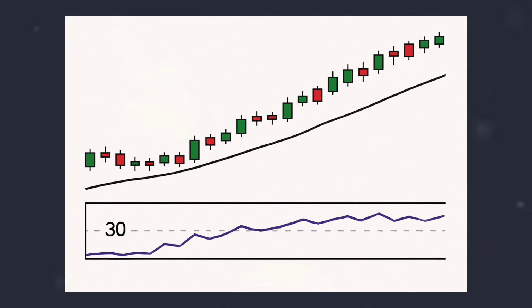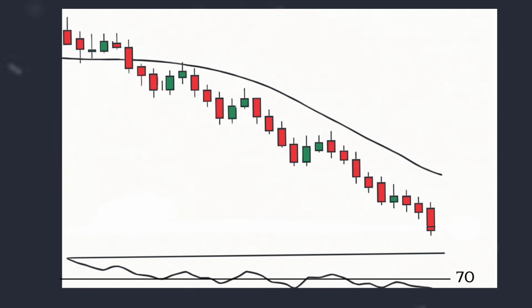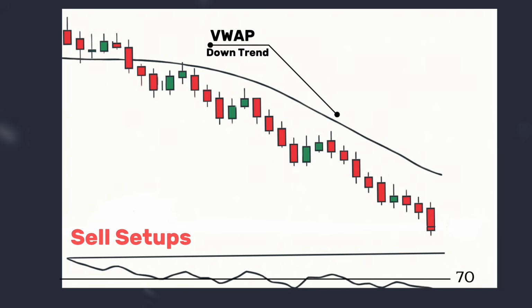Here's how it works. If price is above the VWAP, the market is in a bullish trend. That means we focus only on buy setups. When RSI crosses above 30, it confirms bullish momentum. That's our green light to go long. If price is below the VWAP, the market is in a downtrend. In this case, we only consider sell setups. When RSI drops below 70, it indicates weakening momentum, a potential short entry.